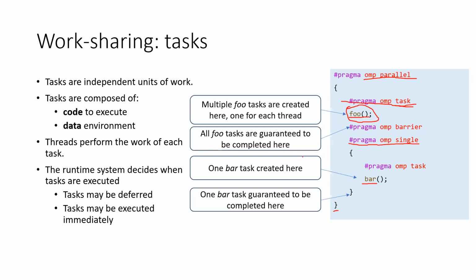So if you see, the multiple foo tasks will be created by each thread. All foo tasks will be finished by this barrier, so control will not go beyond this till you hit the barrier. Then after all threads finish, there's a single clause, just as we discussed. Only one thread will enter here, it will see the task, only one thread will execute this, and then all threads will wait at the barrier point and finish.